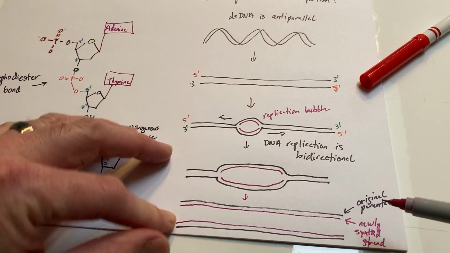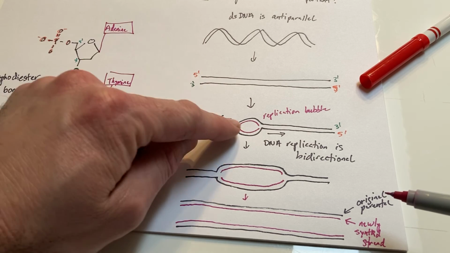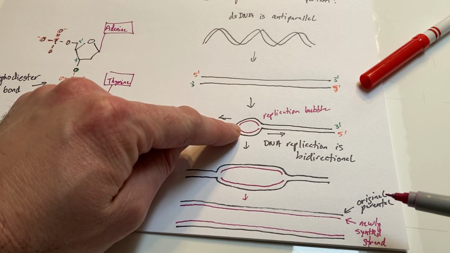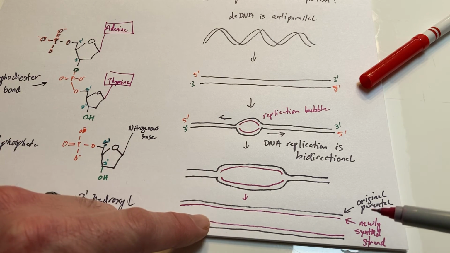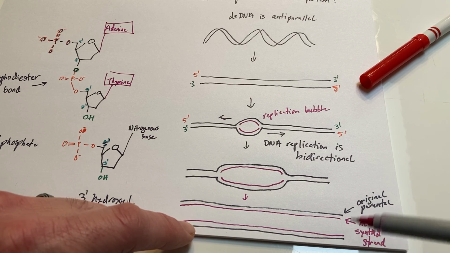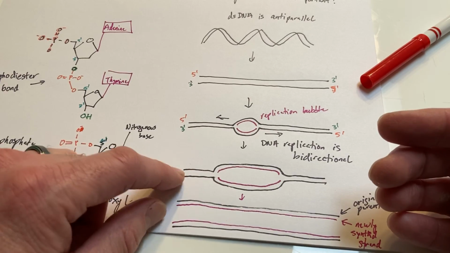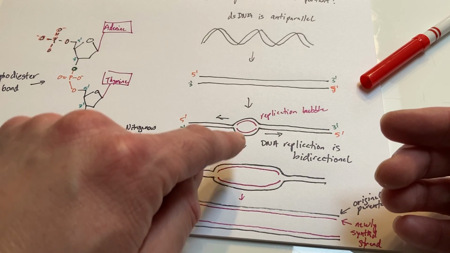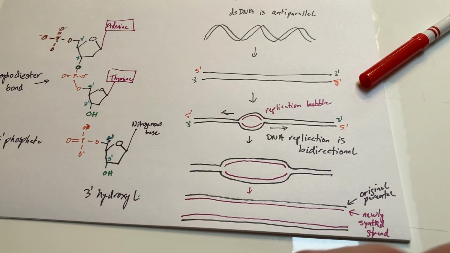So that is essentially what happens in DNA replication. We get a splitting apart of the strand, we get formation of a replication bubble, DNA replication is bidirectional, and we get the synthesis of two new strands at the end of DNA replication. All right, that is DNA replication in a nutshell, and in the next video, we're going to go over the nuts and bolts of what is happening inside of that replication bubble. All right, see you next time.